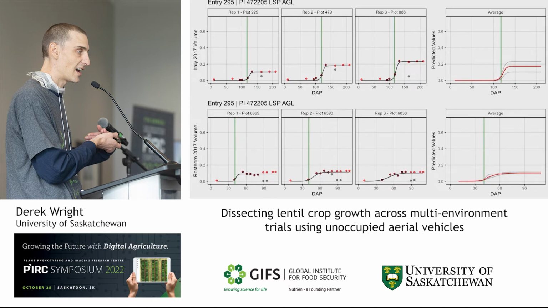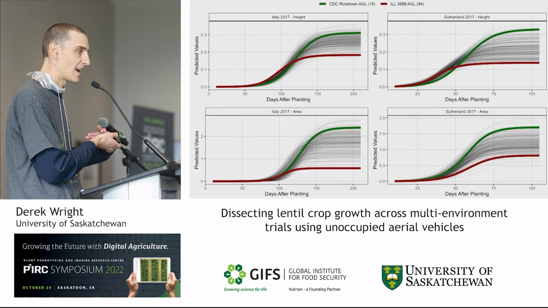Now, in comparison, here's another variety just to contrast with, and you can see for this one, not only is it much smaller in volume in both environments, but also it's flowering prior to its growth. So just to illustrate a very different growth strategy that we have here, and these are just 2 of the varieties. In addition to that, we can also do growth curves for height and area, and so here I have growth curves for height in Italy, height in Sutherland, Saskatchewan, area in Italy, area in Sutherland, Saskatchewan, and I've plotted all 324 of our lentil varieties here, and then I've just highlighted 2 of them.